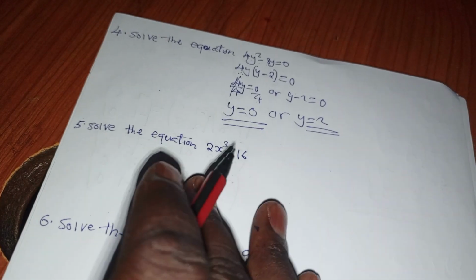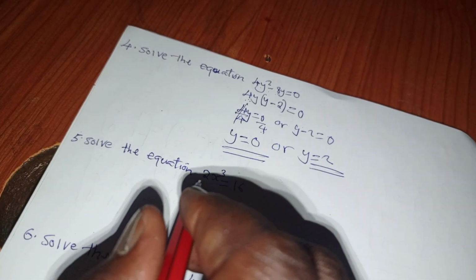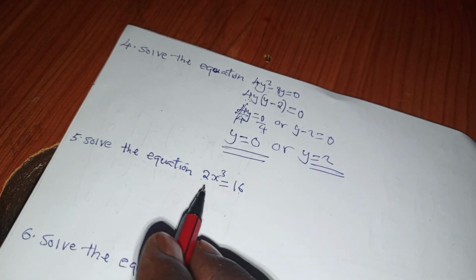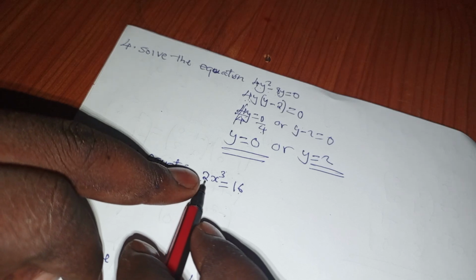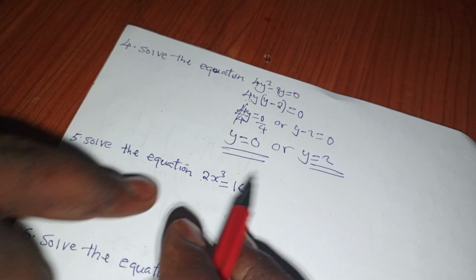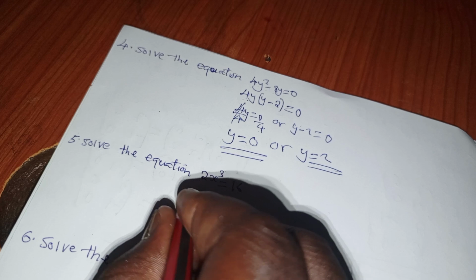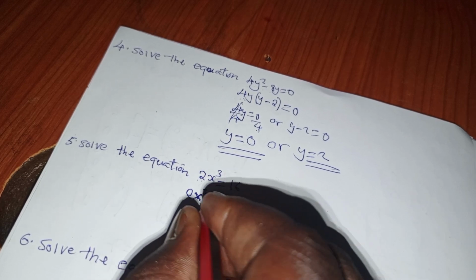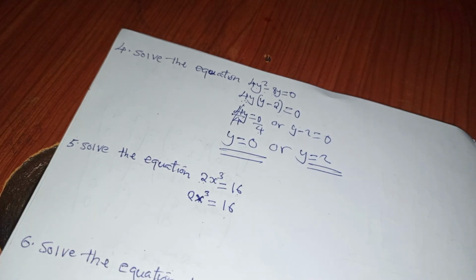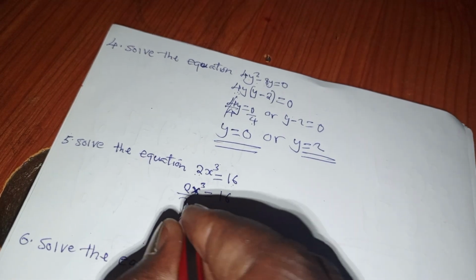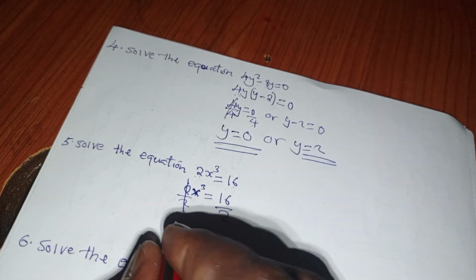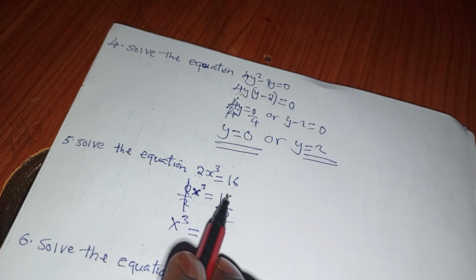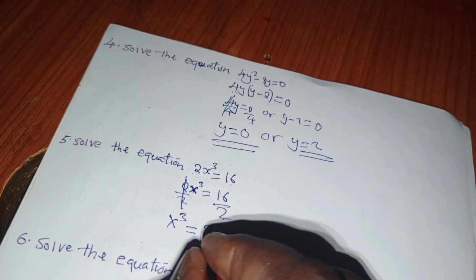I got the next question. This is also 2x to the power 3 is equal to 16. So look at the thing here. 2 can go into 2 and 2 can go into 16. So I'm going to say 2x to the power 3 is equal to 16. So I will say over 2 here you cancel. So x to the power 3 is equal to 16 over 2, which is 8.